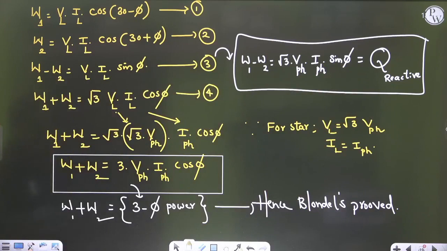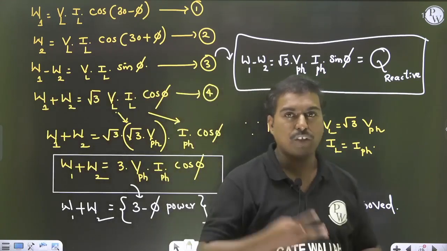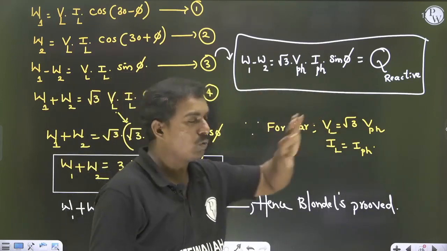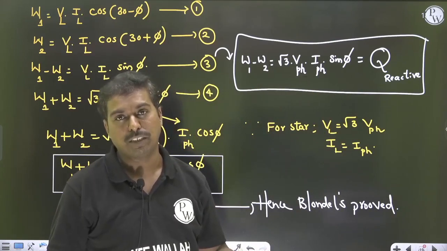So 2 things I want to give as conclusions. The summation of the 2 wattmeter readings is equal to the 3 phase power reading, and the subtraction of the 2 wattmeter readings is equal to the reactive power reading. So that is an advantage of using the 2 wattmeter method.